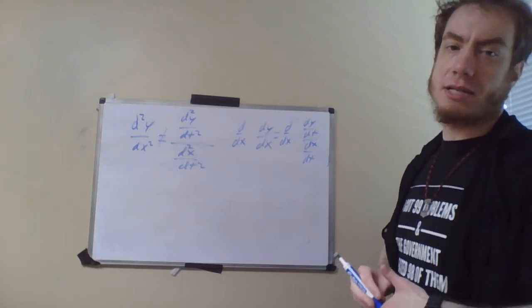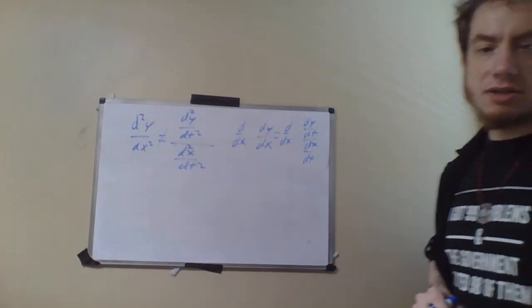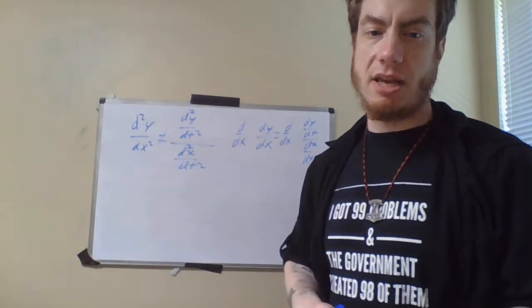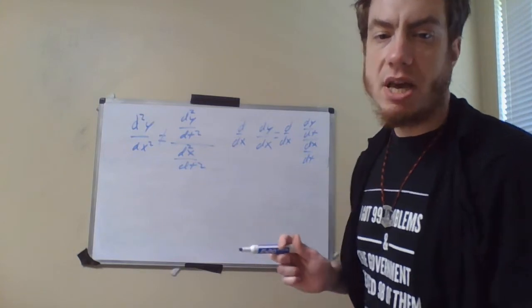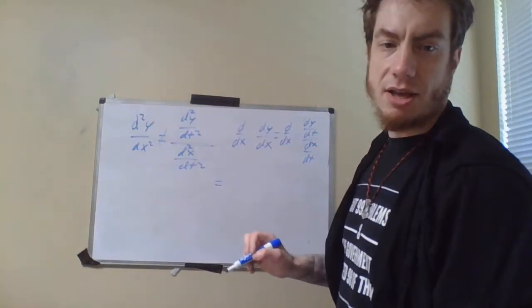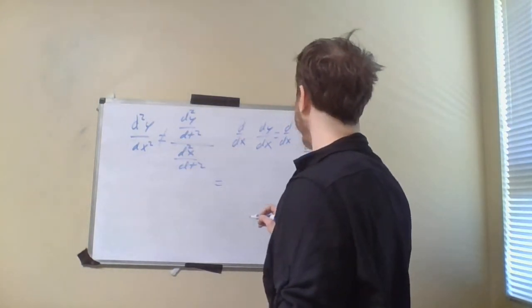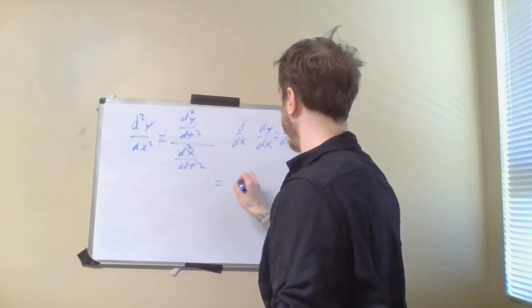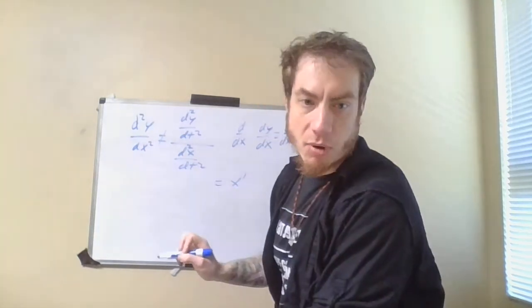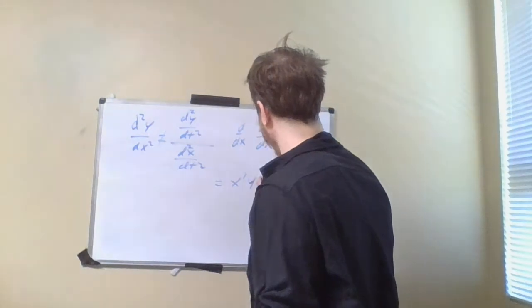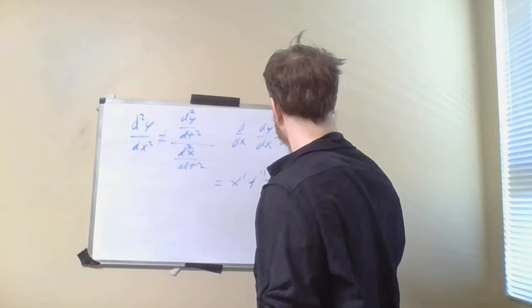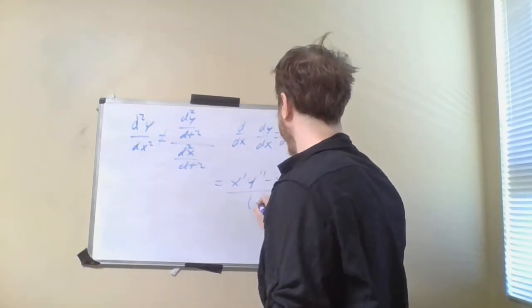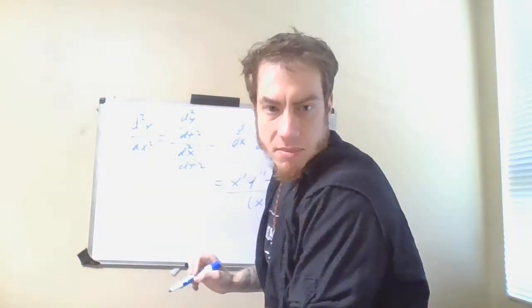It's not an especially complicated thing, but it does give you a somewhat messy formula, because you end up essentially with something that uses the quotient rule. So this comes out to be, let me write this down carefully, actually let's write it out with primes because it's a little neater: x prime y double prime minus x double prime y prime, divided by x prime cubed.